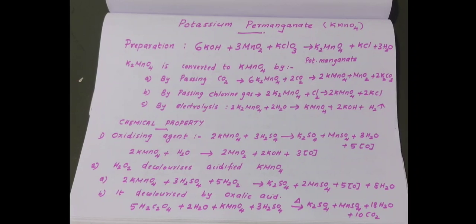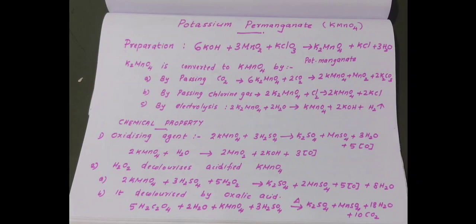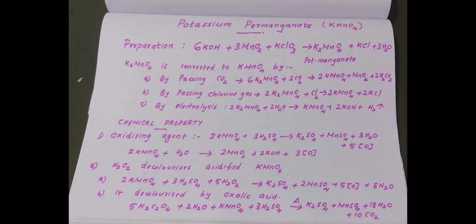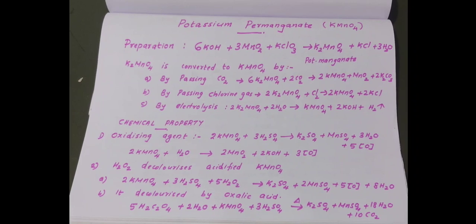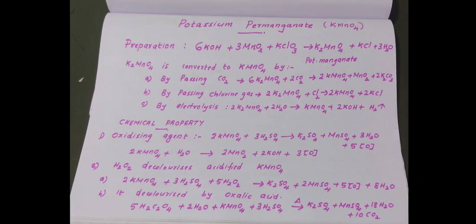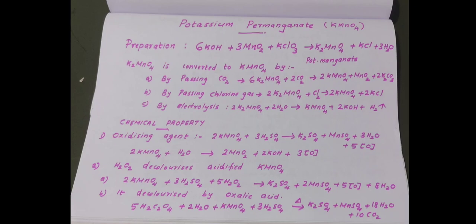Then second method, by passing chlorine gas. Potassium manganate reacts with chlorine gas to give potassium permanganate plus 2KCl. Then third method, by electrolysis. The prepared potassium manganate, when electrolyzed in the presence of water, gives potassium permanganate plus 2KOH plus H2. This is the method of preparation.